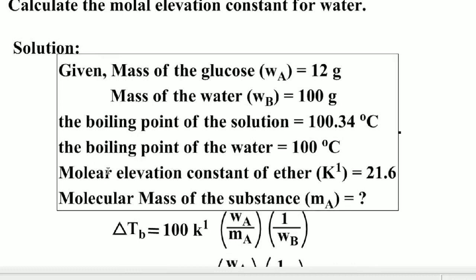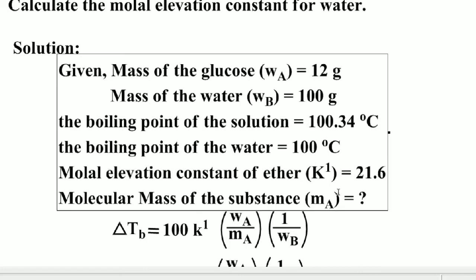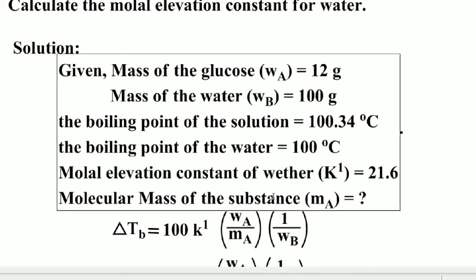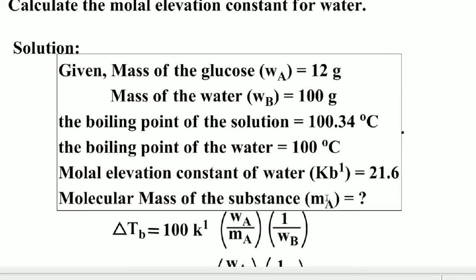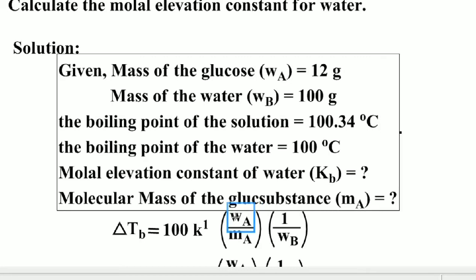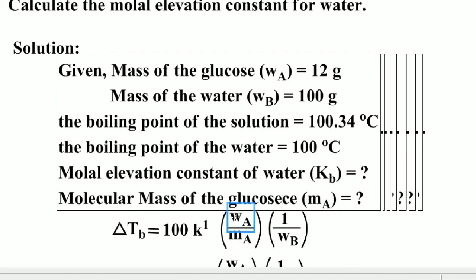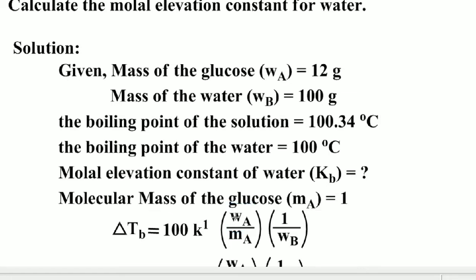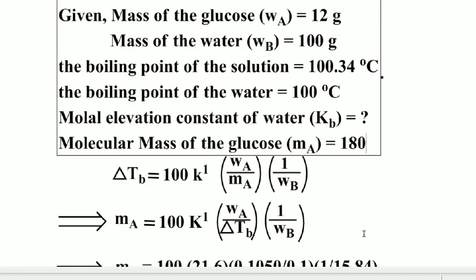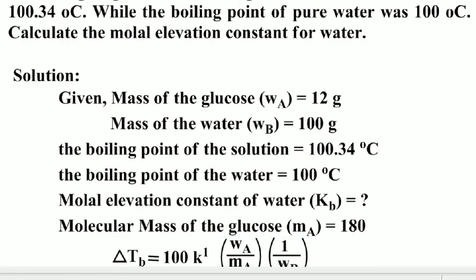So students, here we should find the molar elevation constant of water. Molar elevation constant is Kb. So we should find the Kb value in the given problem. And the molecular mass of the glucose is also given. That is MA. The molecular mass of the solute is given as 180 grams per mole. 180 grams per mole is the molecular mass of the glucose.